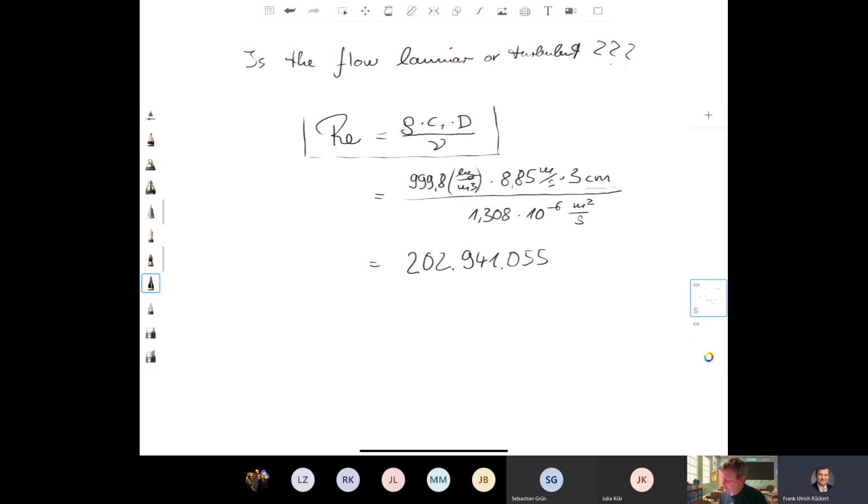Can you tell me now, is this flow turbulent or laminar? Can you give me short feedback? Is this turbulent or laminar flow?